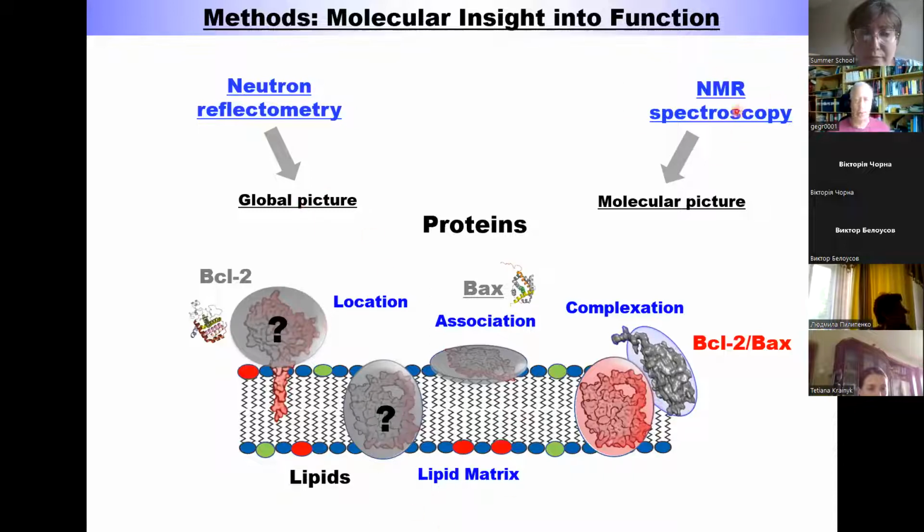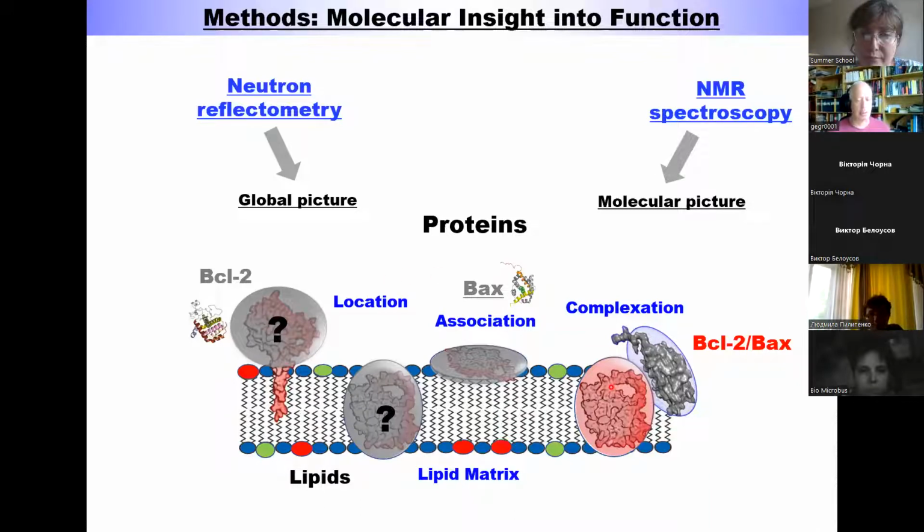And then you can use NMR to get a molecular picture. You get atomic detail information: how is the structure, how are the residues, how are the lipids behaving. So you get quite a lot out. In our research, we were looking at BCL2: how is it sitting in the membrane, on top or in? We can look at BAX, if it's sitting on top or inside. And the third question: what happens if BCL2 and BAX form a complex?